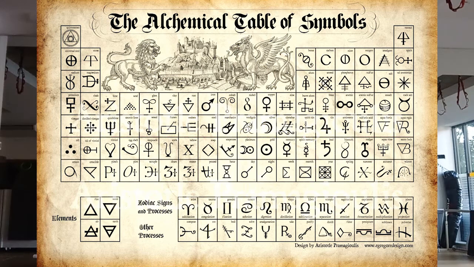The one I'm looking for is the symbol for sulfur. So where is it? Oh yeah, if you draw your eyes to the bottom left, you have the symbol for fire, water, air, and earth. So interesting how they use, again, the triangles. As we can see in symbology, the triangle is quite prominent in corporate, in royal dynasties, in various secret societies. They use the triangle.